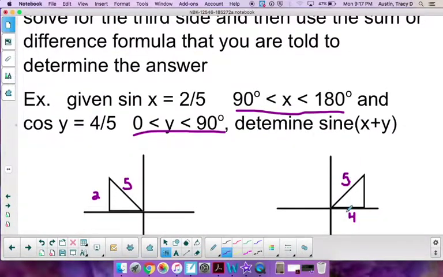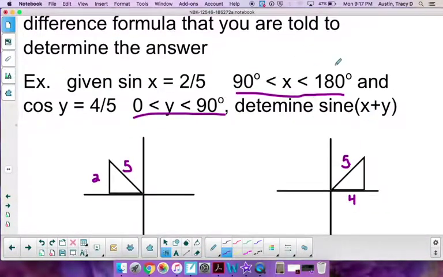Okay, so for our example on this one, we're given that the sine of x equals 2/5, and it's in quadrant 2, between 90 and 180 degrees. Okay, so there it is, quadrant 2, and sine being opposite over hypotenuse, that's 2 over 5. Okay, and then we're given that the cosine of y is in quadrant 1 and is equal to 4/5. So there it is, quadrant 1, there's y, and it's 4/5.